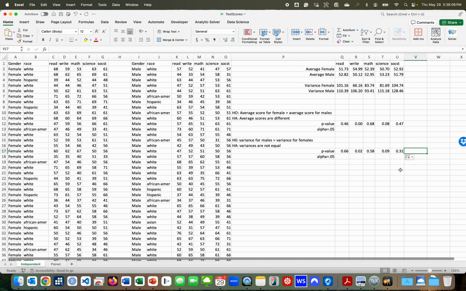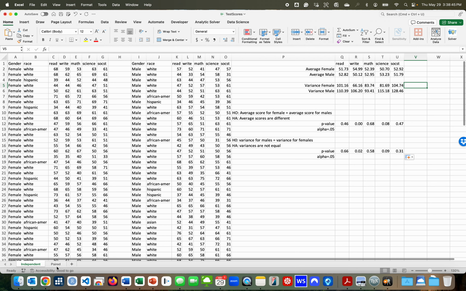So just looking at this data, we can conclude with 95% confidence that the writing scores and the variance in writing scores are statistically different for males and females. At 95% confidence, we failed to reject all the other categories: reading, math, science, and social studies. We failed to reject the null hypothesis that the means are the same, and we failed to reject the null hypothesis that the variances are the same. So that's how we work with independent samples with a t-test and an f-test.